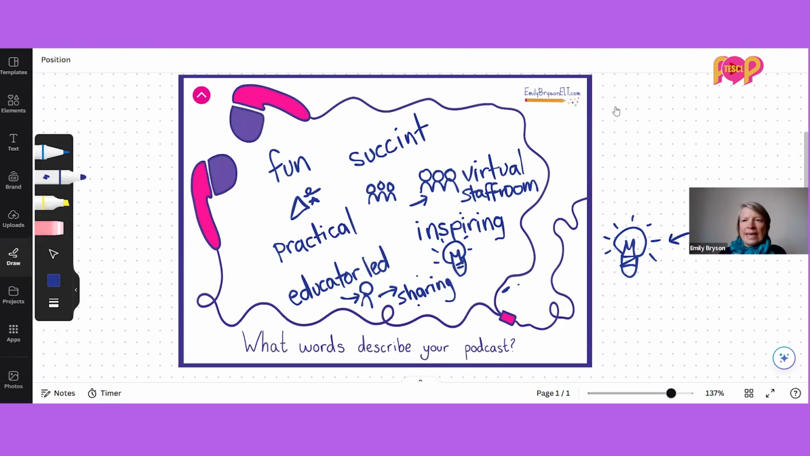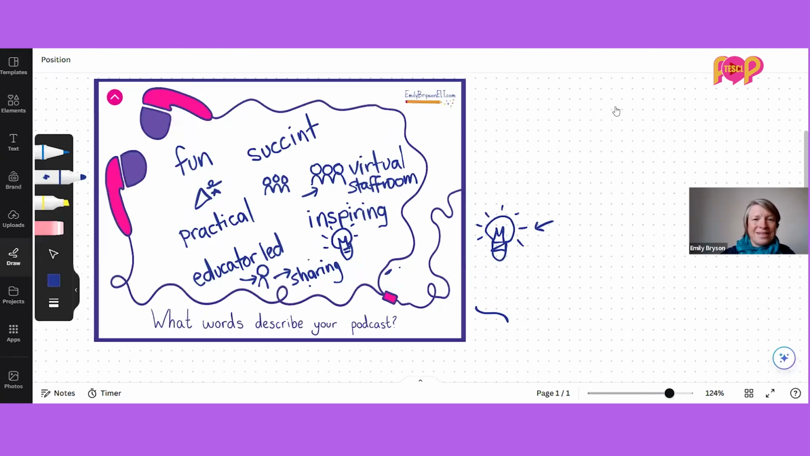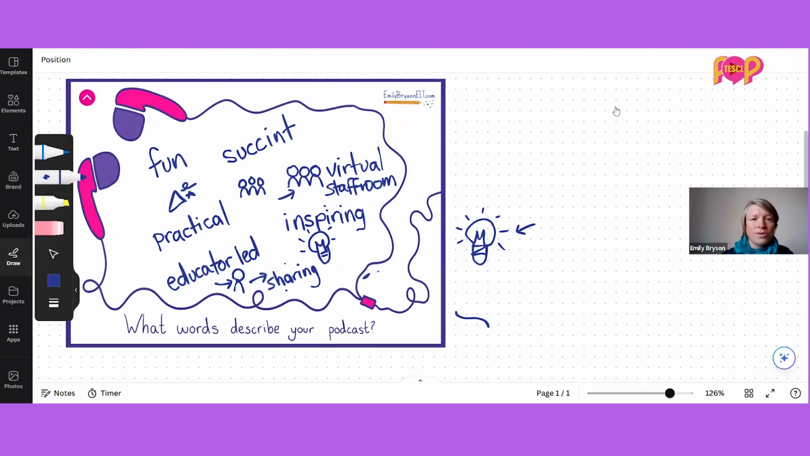I would use it at the beginning of the brainstorming process. So you could either copy this idea and use it on the whiteboard and get students to come out and actually add their ideas on the whiteboard.